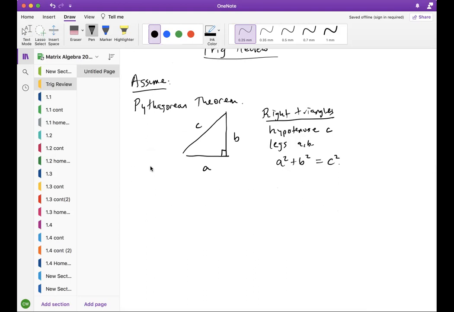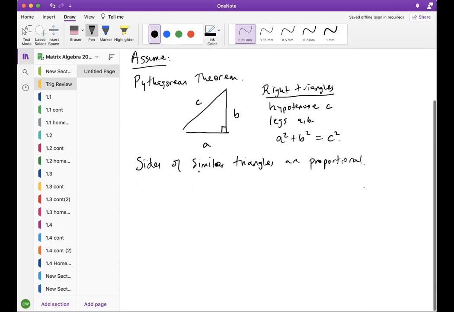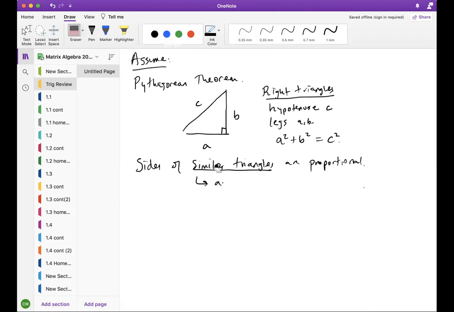The other thing that we'll assume is that sides of similar triangles are proportional. So first of all, what does similar triangles mean? Two triangles are similar if they have equal angles.